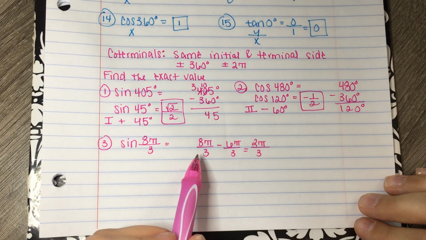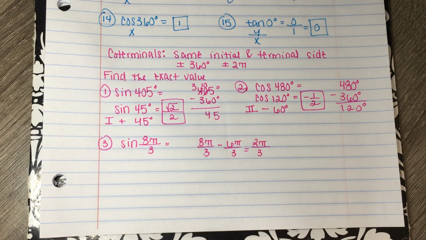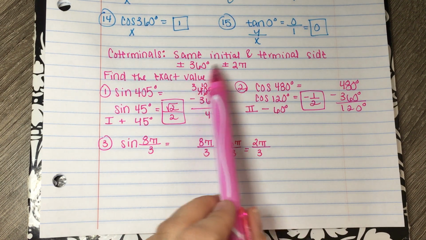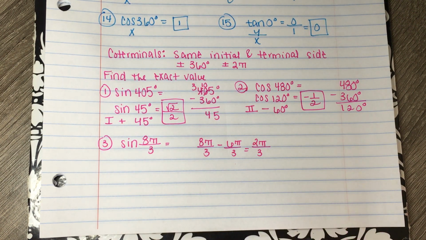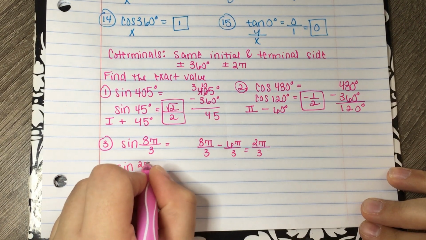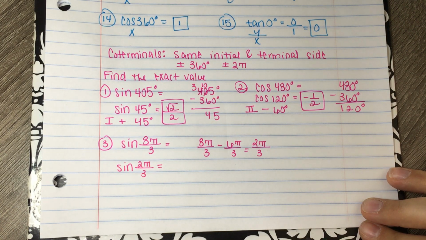It's a real common mistake for people to subtract 3 pi over 3. Remember, pi is not a full revolution, so you're either adding and subtracting 360 degrees or adding and subtracting 2 pi. All right, and now we see that 8 pi over 3 and 2 pi over 3 are coterminal, so they have the same exact value.